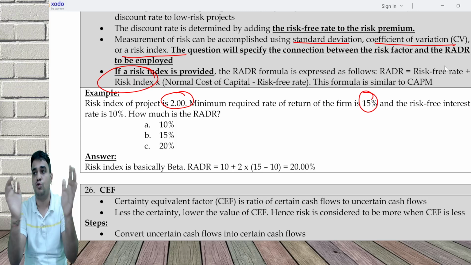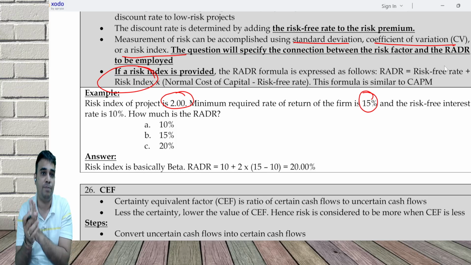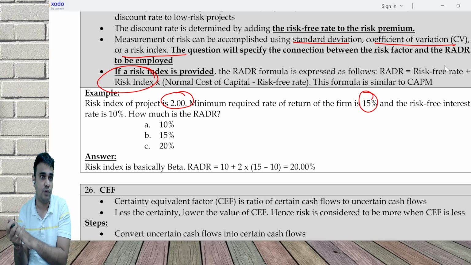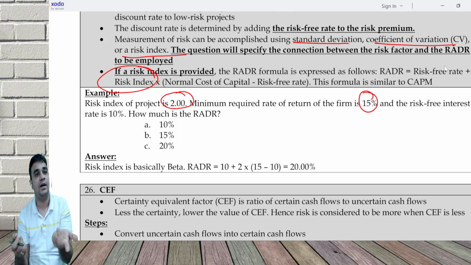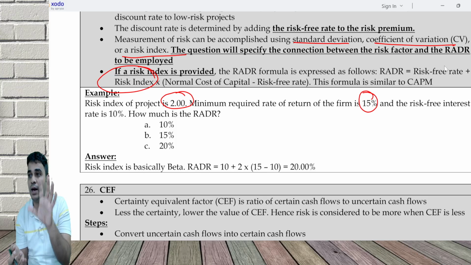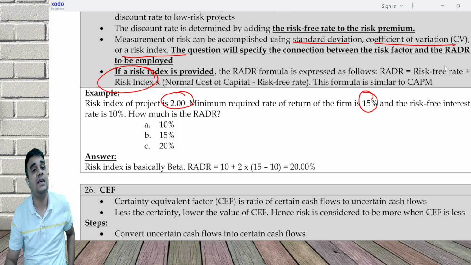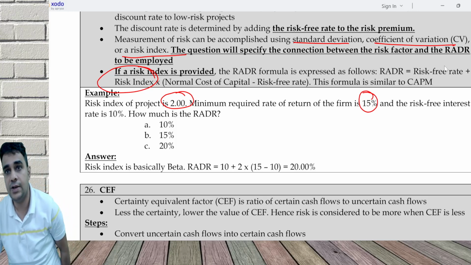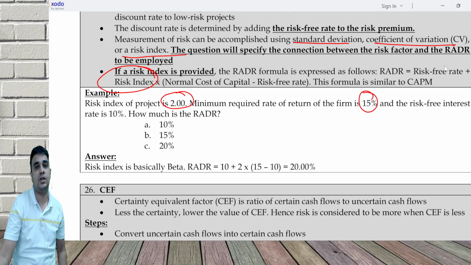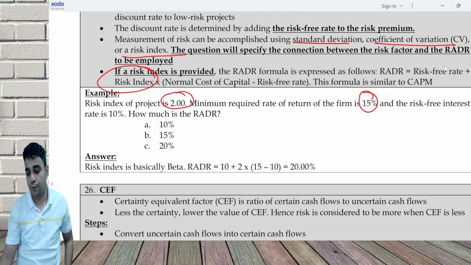When you analyze two projects, normally you use the same discount rate. Here you cannot use the same discount rate. One project at 10%, another at 15, another at 20. That is what RADR says. Then came the CEF approach, which is slightly difficult for an organization to follow, but it is a better approach than RADR, though difficult to follow.